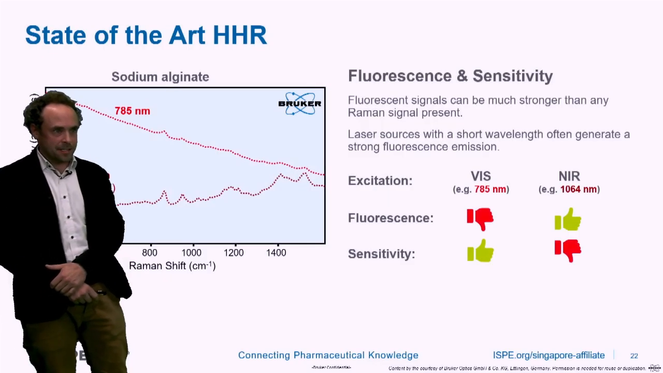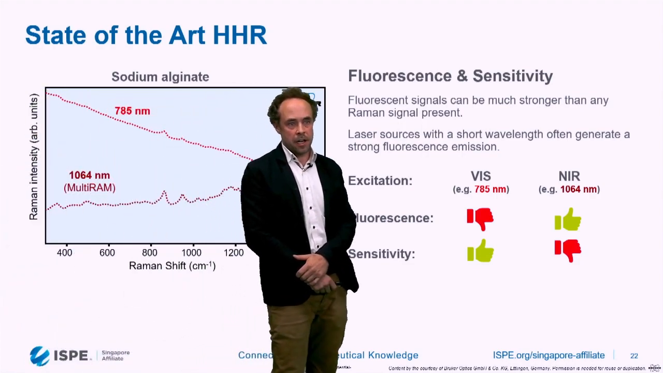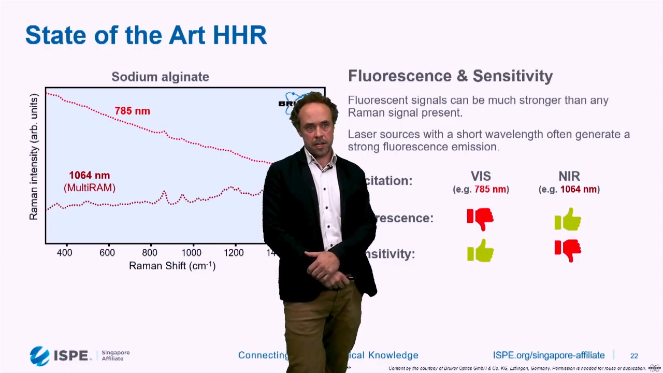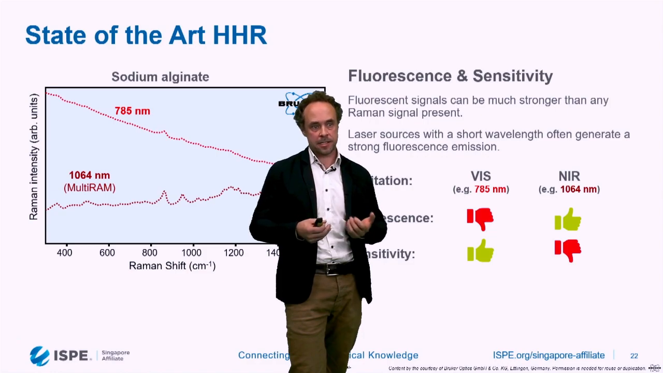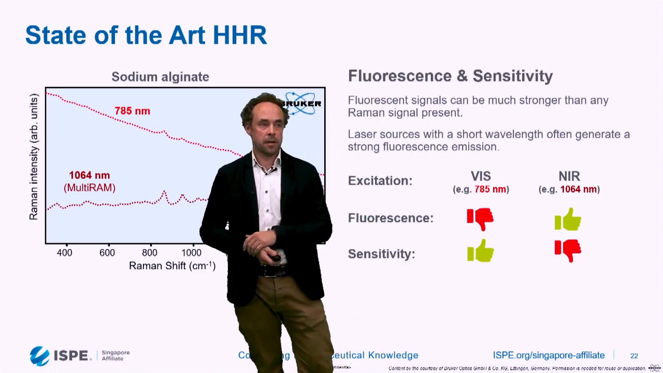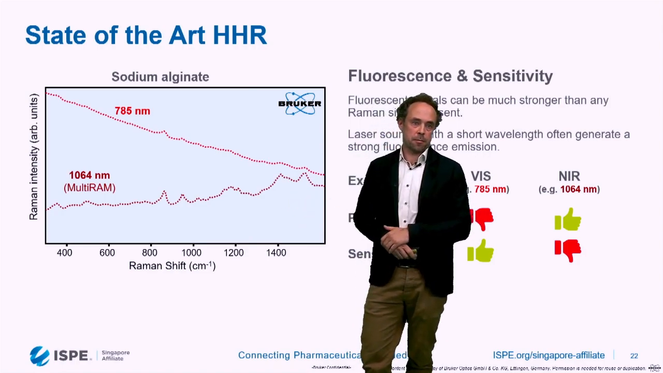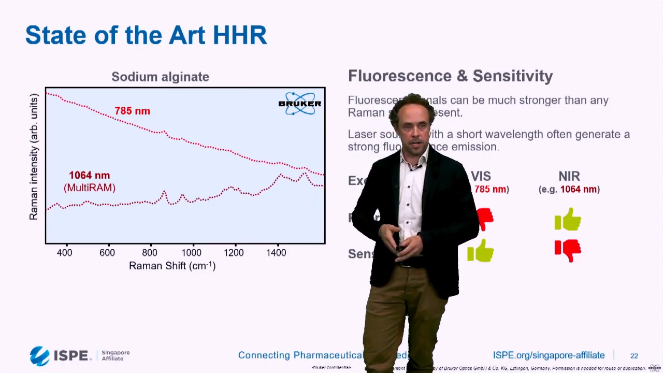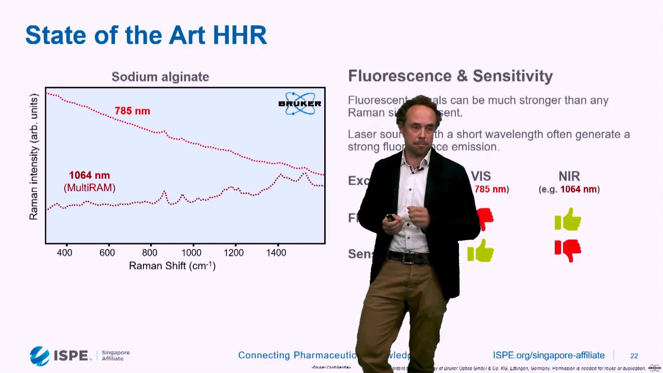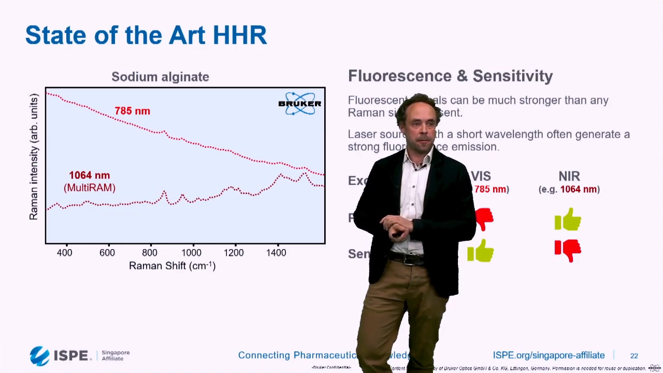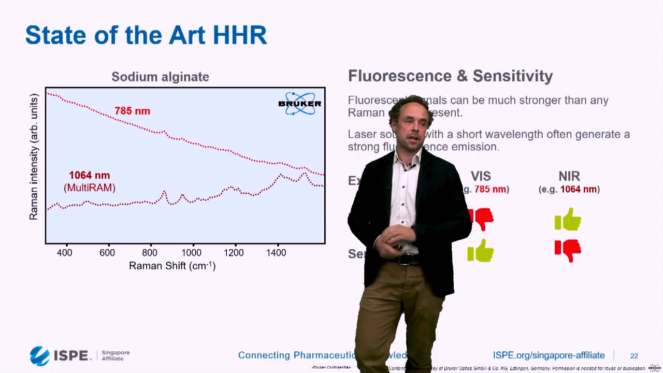But of course, everything is not always easy. There are challenges. The intense laser radiation can also excite fluorescence emission. For example, here's an example of sodium alginate, where we see a spectrum measured at 785 nanometer excitation, where we just see this slope with some small bumps on top, and we can hardly extract the Raman signals themselves.